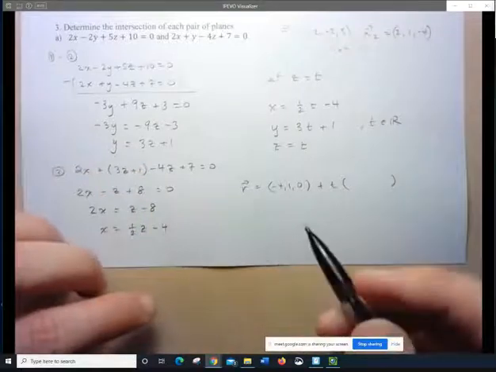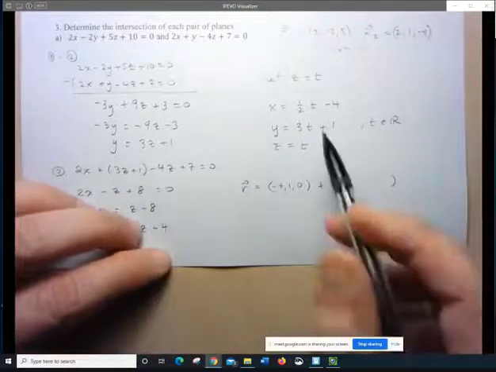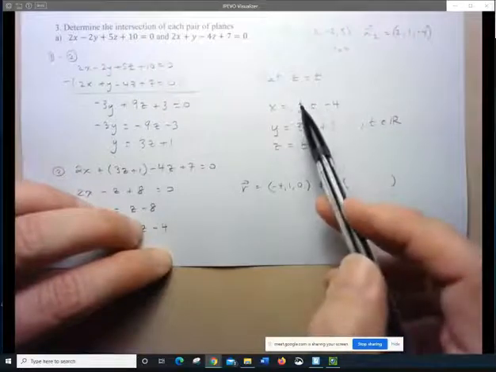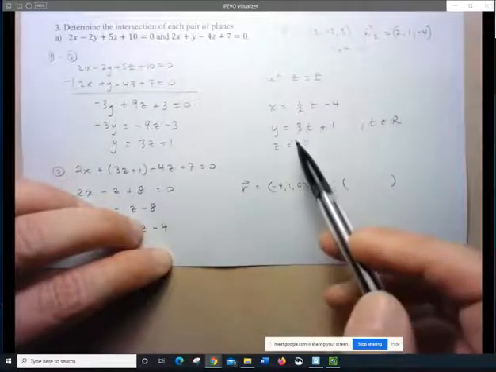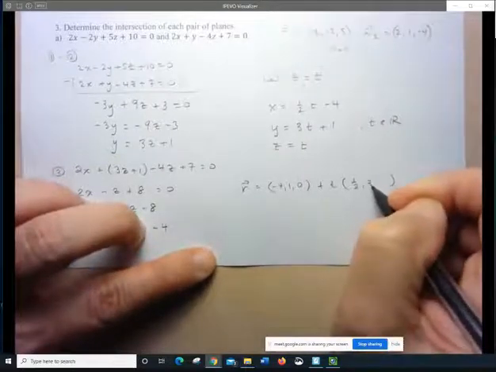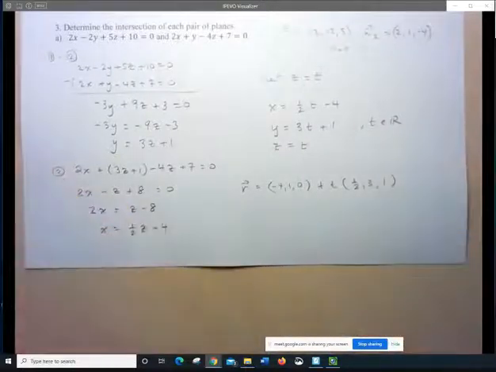And let's remember what gives us our direction vector when you look at parametric form. It's just the coefficients of the parameter t. So it would just be 1/2, 3, 1.